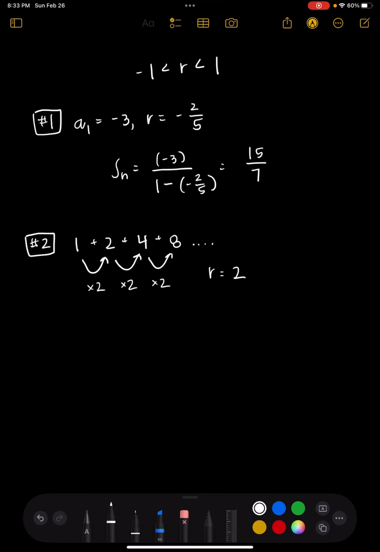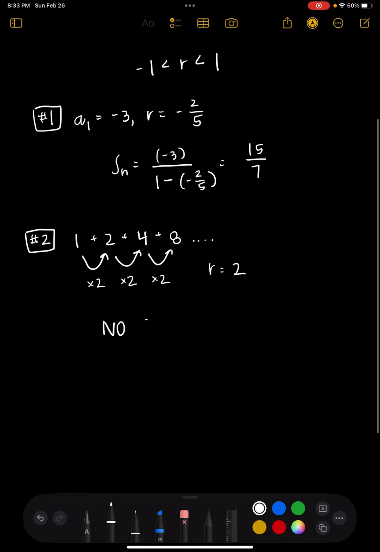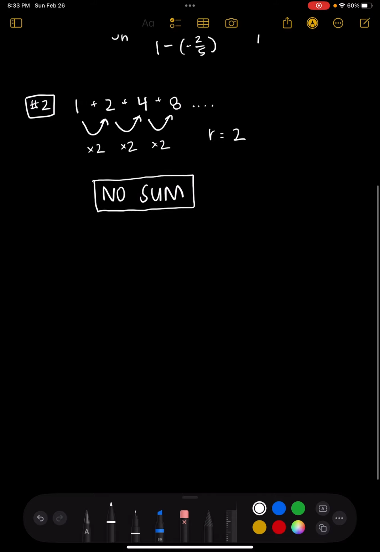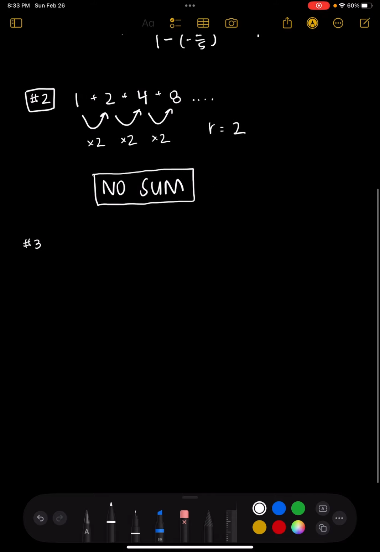Okay, now remember, our R has to be between -1 and +1 or else it won't work. Well, our R is 2 in this case, which means that it won't work. And because it won't work, we're going to just say no sum. We could potentially plug it into the formula and get an answer, but the answer would be incorrect because in order for that formula to work, your R has to be between -1 and +1. This means when your R is greater, like we said, that just means that it'll go to infinity. If we tried to add all of those numbers up together, you would get infinity. Okay, let's do the third example.